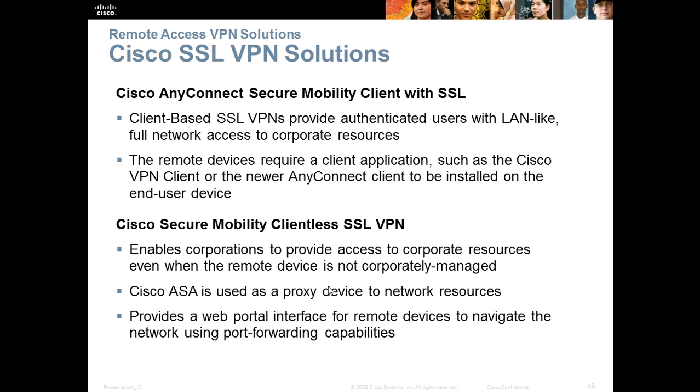Cisco Secure Mobility Clientless SSL VPN enables corporations to provide access to corporate resources even when the remote device is not corporately managed. The Cisco Adaptive Security Appliance (ASA) is used as a proxy device to network resources, which provides a web portal interface for remote devices to navigate the network using port forwarding capabilities.